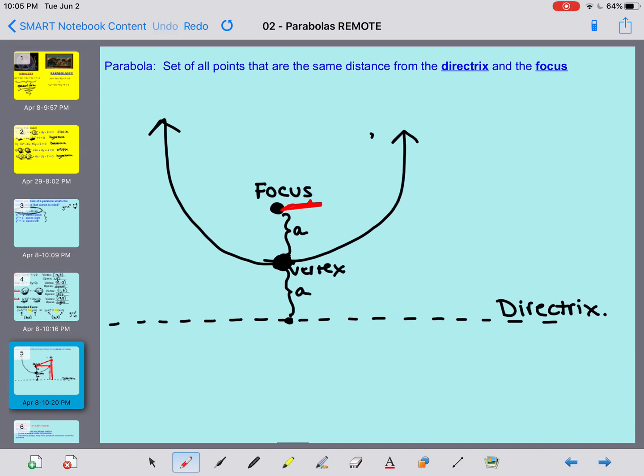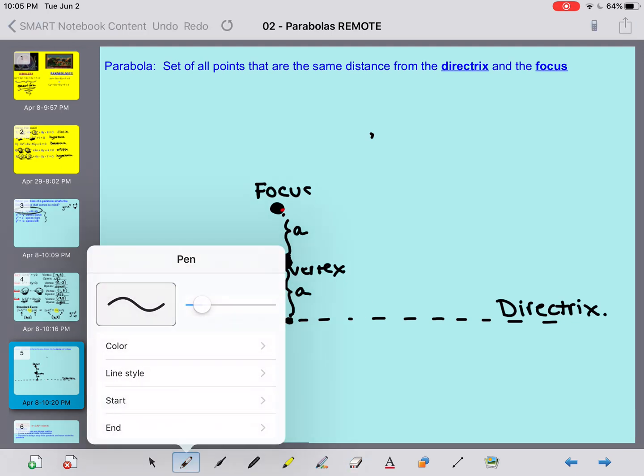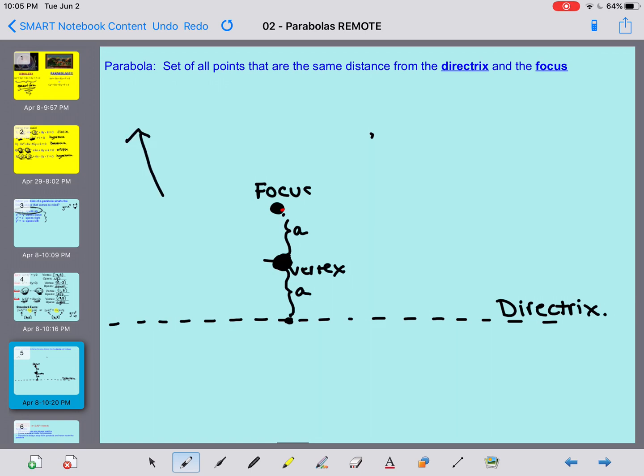So that's the definition. I think there's some importance to understanding it so that when we're going through this, you're not wondering, what's the point? Why am I graphing this thing? You're graphing the focus and the directrix because they're part of the definition of what a parabola actually is. Okay, so this is the A value.